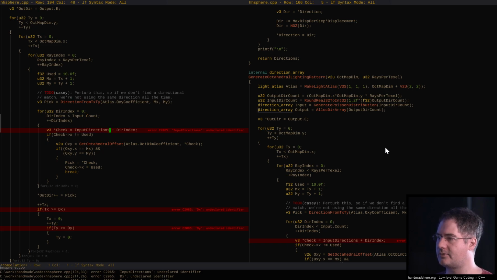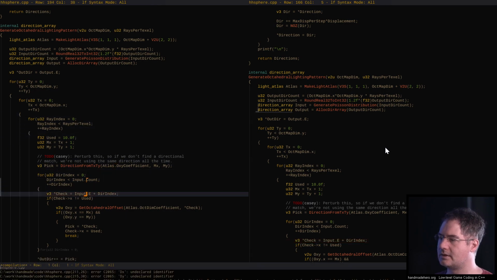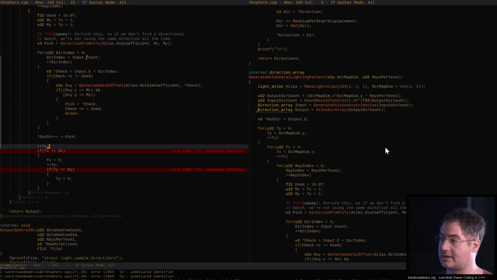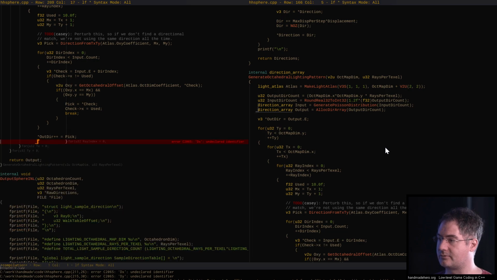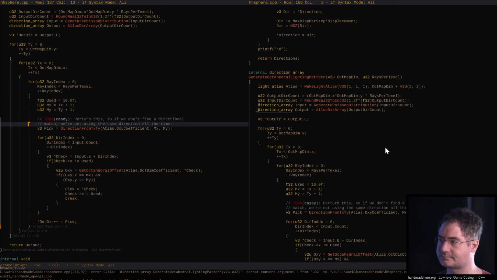Anyway, so input directions. Just called input, right? Yeah. So we're looking over the inputs to find one that is pointing in the direction we actually need it to. Assuming that we find it, we assign it to a value that we know marks it as having been used, so we won't use it again. And then we output it as 1 for this thing.